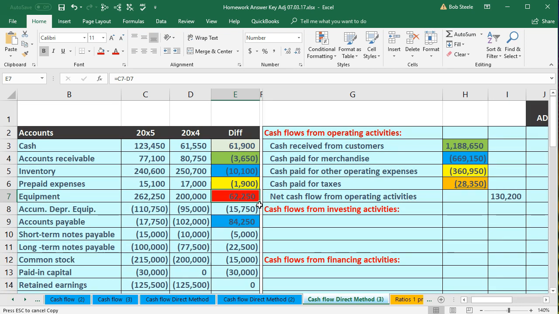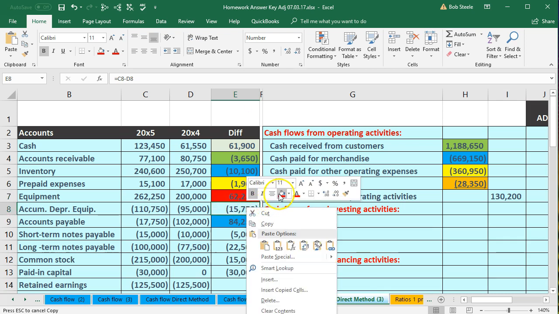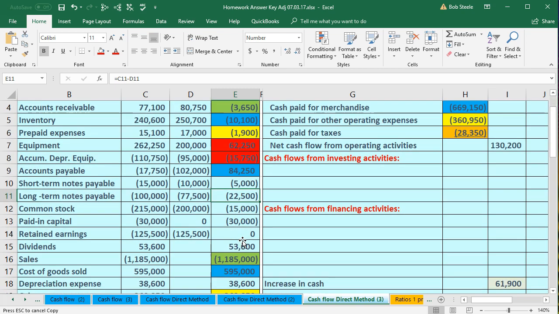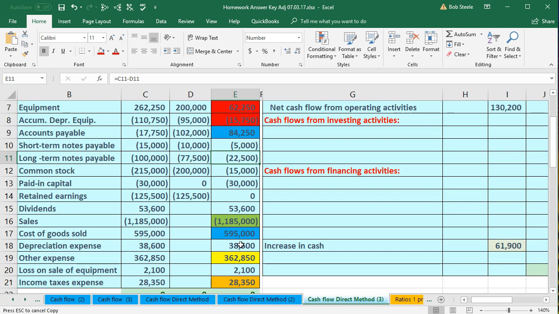So what we're going to do then is just look for all other accounts that are going to be related to this equipment account. Accumulated depreciation will be related, so I'm going to make that red. That's part of equipment in essence. And then we have the depreciation expense. That's going to be related to it.